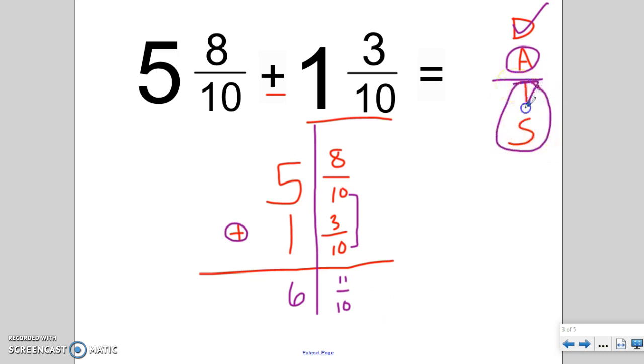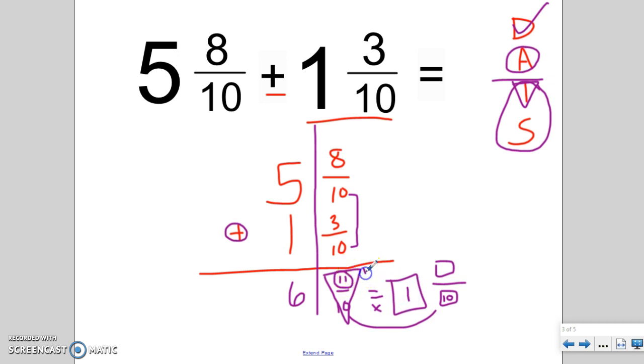First part, improper. Is the fraction part improper? And if I look at 11/10, you bet it is. 11/10 is definitely improper. So I'm going to go ahead and turn this into a mixed number. So we know that the denominator is going to stay tenths. If I have 11/10, I know that I can make one group of 10/10, and that's going to use up 10 of my 11/10, and then I have 1 left.